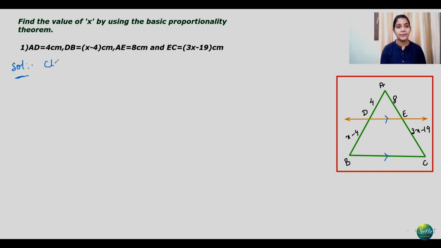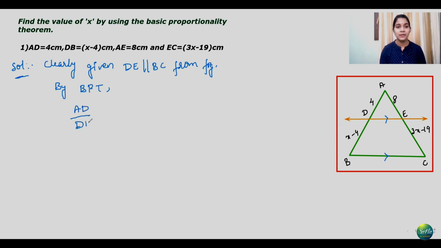So clearly, given DE parallel to BC. So this we can get from figure. So then when DE is parallel to BC, by basic proportionality theorem, we can say that AD by DB is equals to AE by EC now.